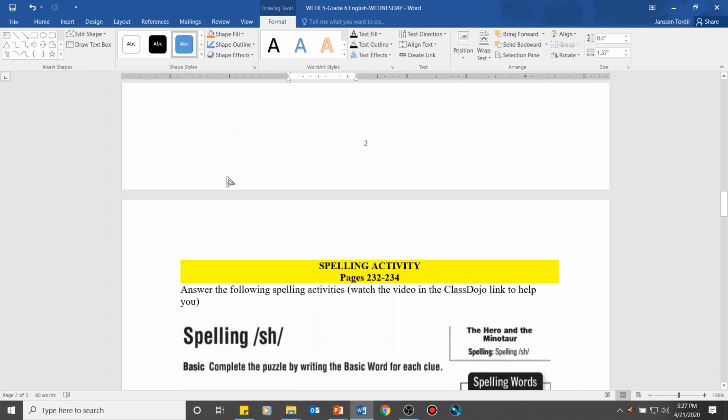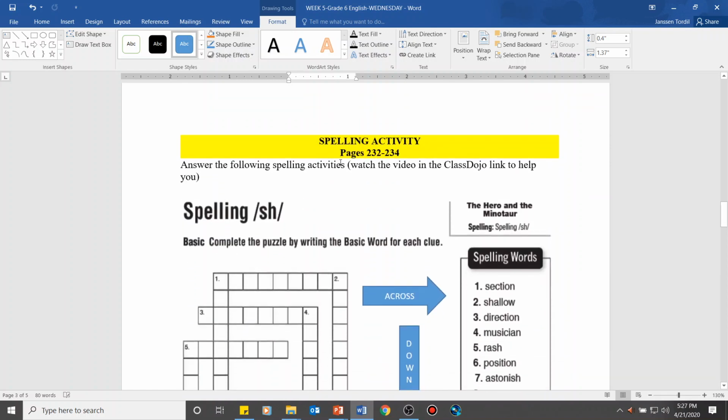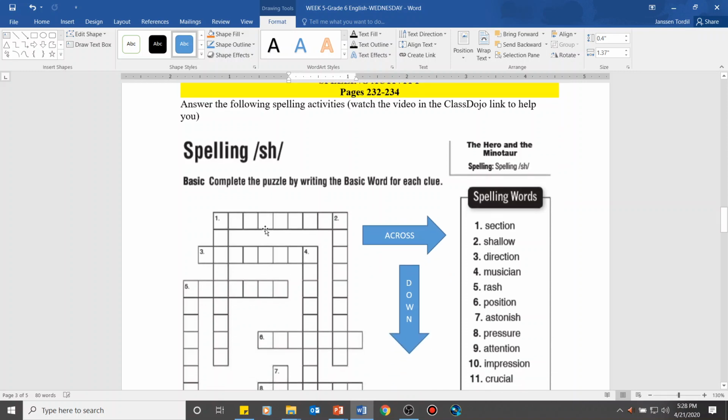And now we go to the most important part. We have the spelling activity for today. You can answer this activity and take a picture of it and send it to me. This is from pages 232 and 234. If you don't have the book, you can print this and answer it, or you can answer it from here.